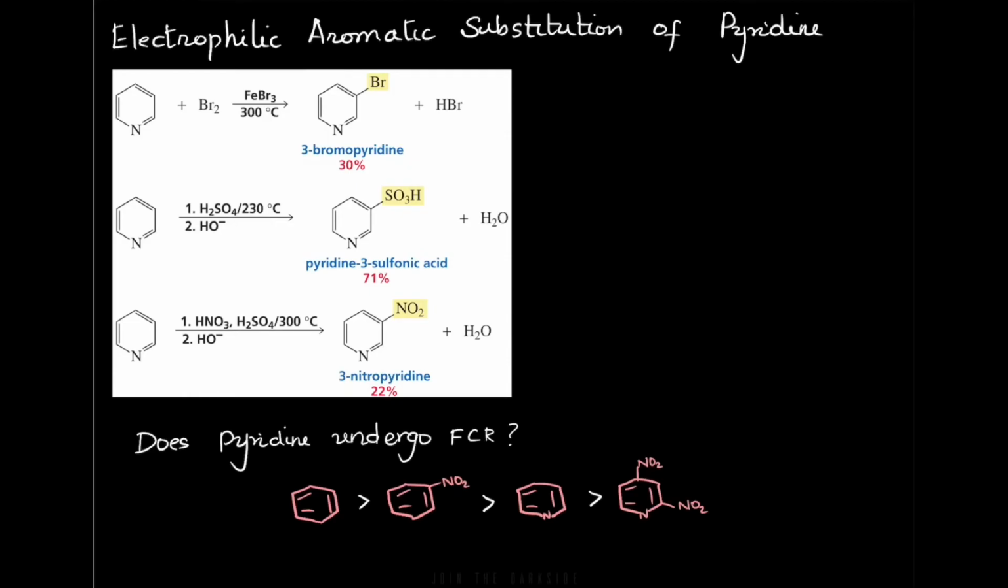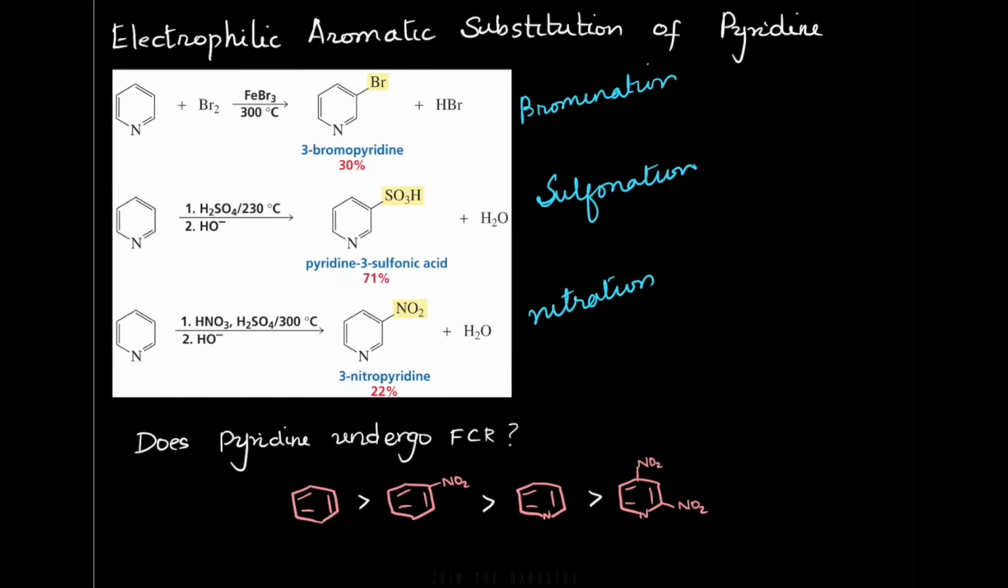This can be seen from the harsh reaction conditions that need to be adopted for the electrophilic aromatic substitution reaction. Here we have bromination and sulfonation, and this is nitration. The standard reaction for bromination is you just use the catalyst without heating, but here you're going to heat it close to 300 degrees Celsius, which is definitely a harsh condition, and even with that you only get 30% of the product.